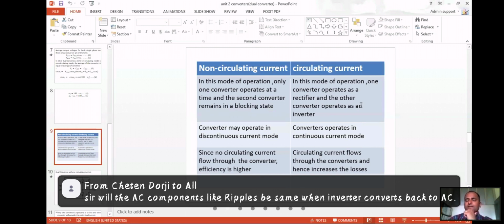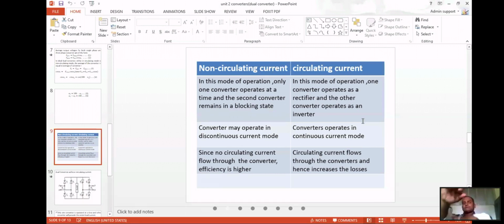Losses will be high in case of a circulating current. So for you to remember the differences between the circulating current mode and non-circulating mode, I know you might have come across this term non-circulating, and you must be thinking, what is the difference between these two? Why do dual converters operate in both modes, non-circulating and circulating current modes? This is quite important for you to know.